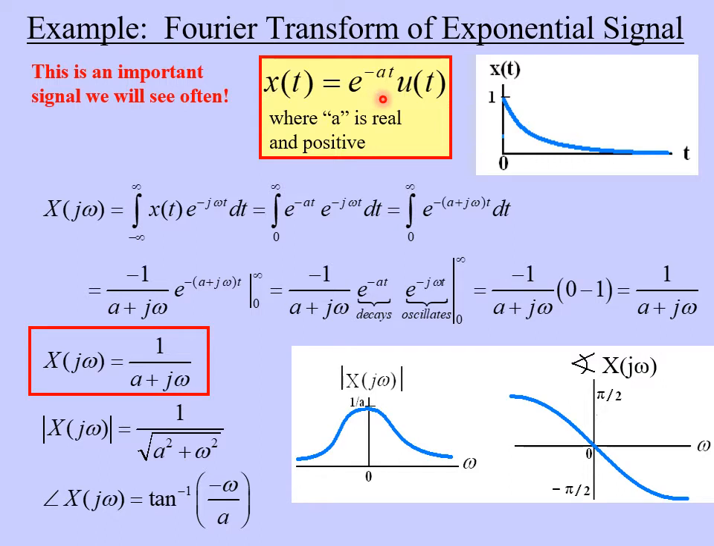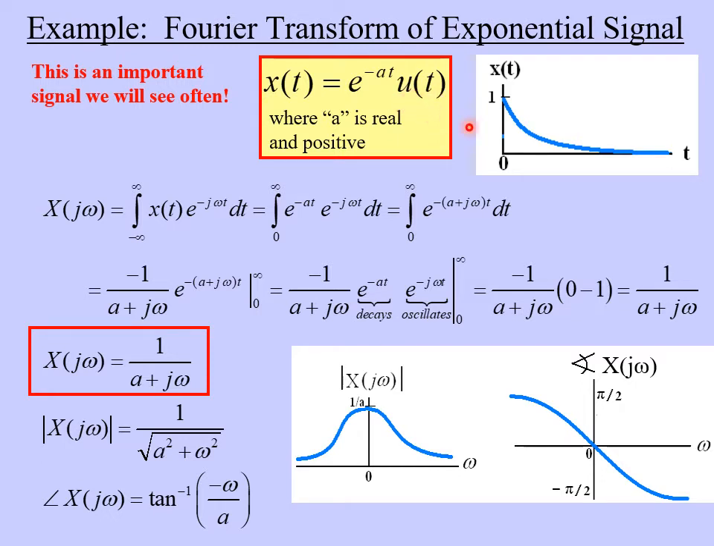So this is a real exponential function. In other words, e to the minus a t, and we're going to assume that a is a real and positive number. a can be something like 1 or 2 or 3.7, something like that. And also this function is what we call right-sided. It has a step function attached to it.